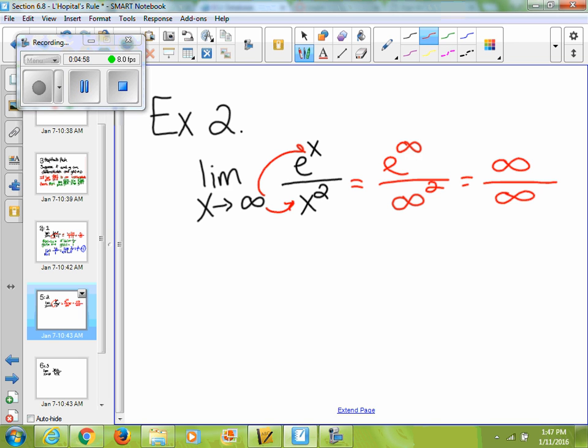So I'm going to let f of x be e to the x, and g of x be x squared.